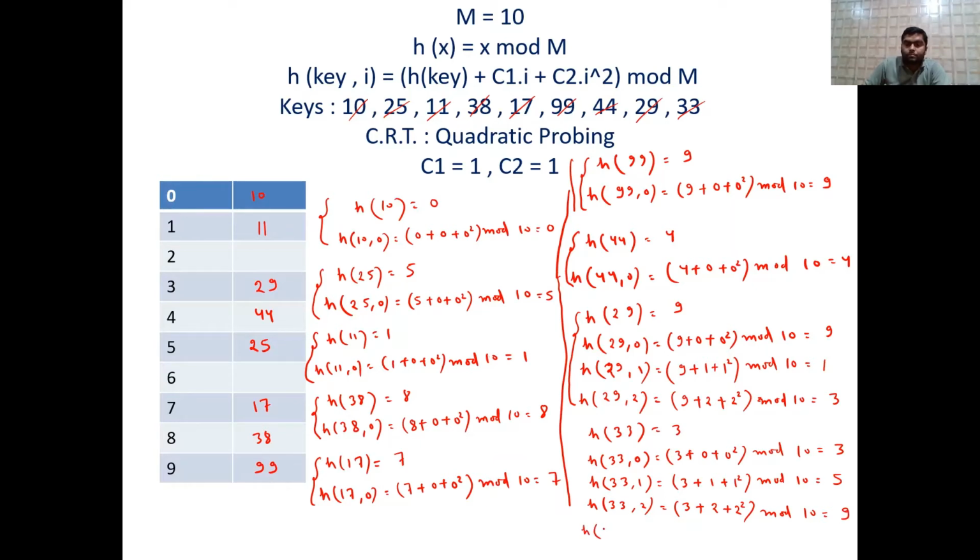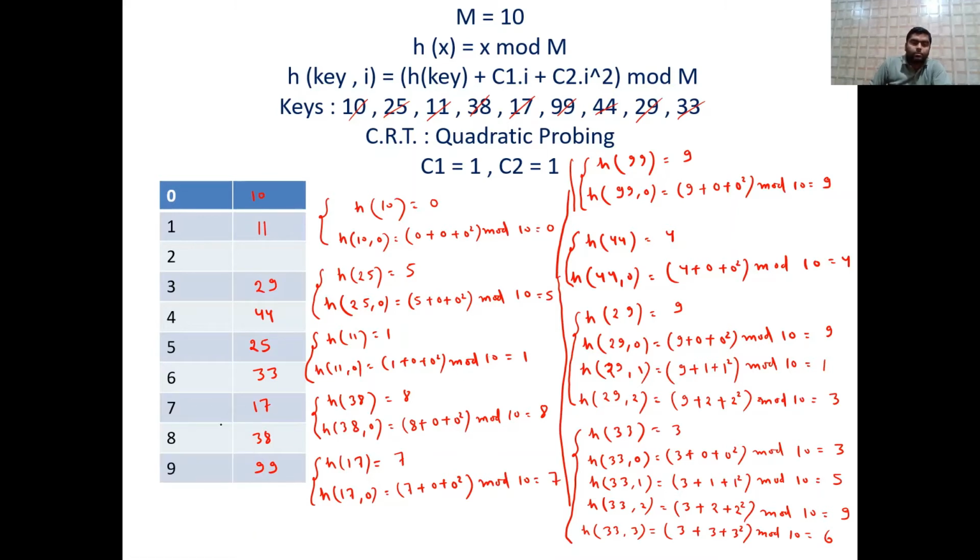So h of 33 comma 3. So what will happen, h of 33 is 3 plus 3 and plus 3 square and mod of 10. So 3 plus 3 is 6 and it is 9, 9 plus 6 is 15, 15 divided by 9, so it will return 6. So if you observe carefully, at 6 space is available, so this 33 will be stored at the 6th location. So this is the concept of quadratic probing.